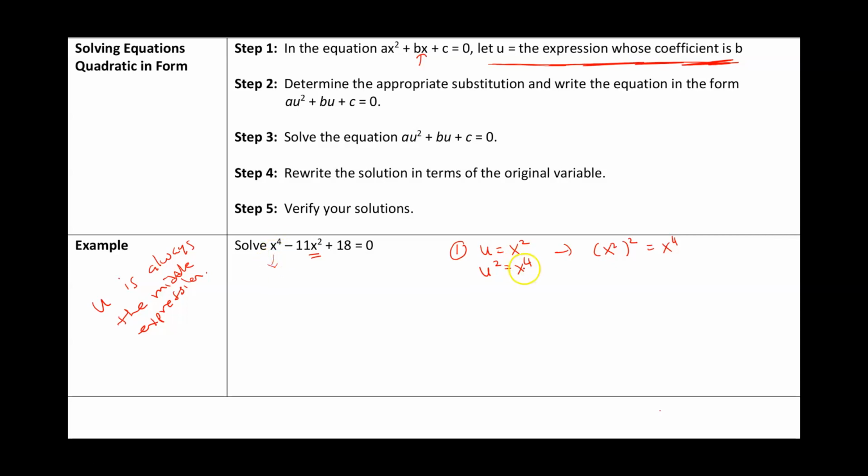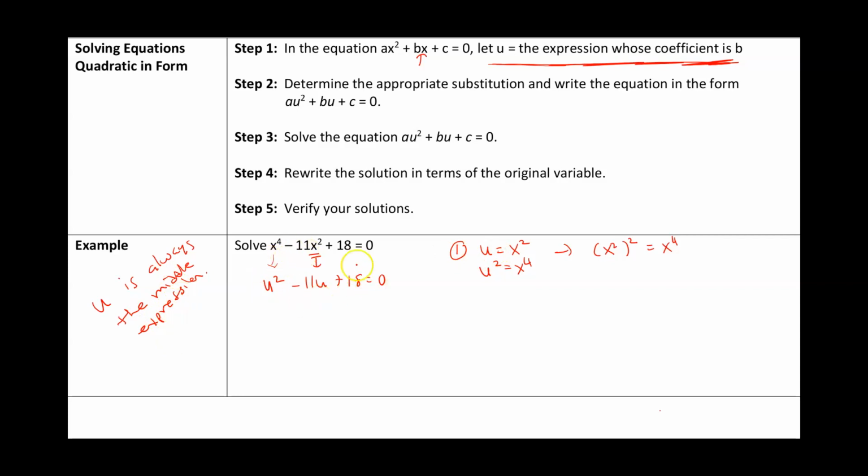So what is x to the fourth equal to in terms of u? It's u squared. What does x squared equal to? It's equal to u. So we did something called a U-substitution, where we took the x to the fourth and replaced it with the u squared. We took x squared, replaced it with the u. But before we could do all that, our first step is to let u always equal to the middle expression.